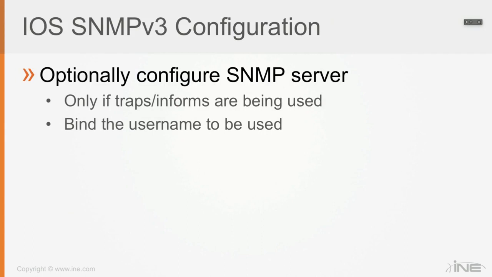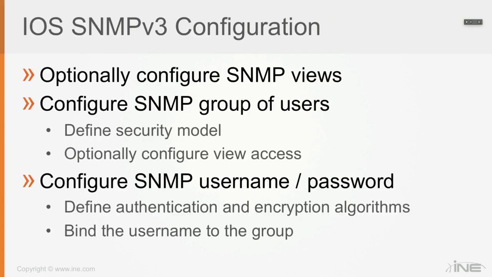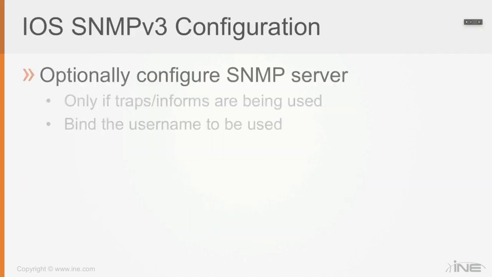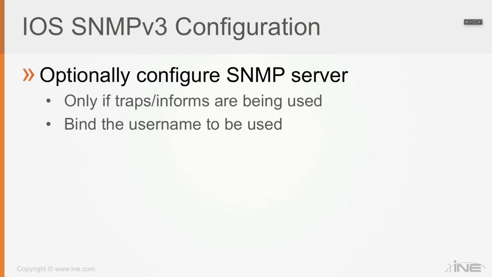Optionally, configure the SNMP server. So far with this configuration, the SNMP manager can connect to the SNMP agent for set or get actions based on the configured view access. Then optionally, you can configure the SNMP server on the agent. This is required only if you want the agent, like the router or the switch, to be able to send traps or informs to the SNMP manager.